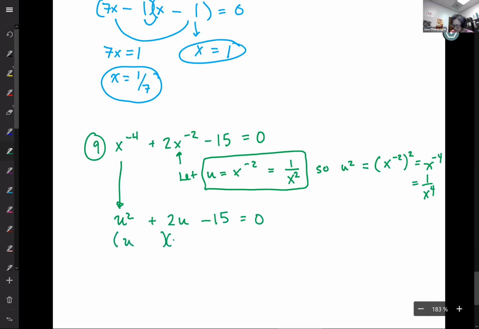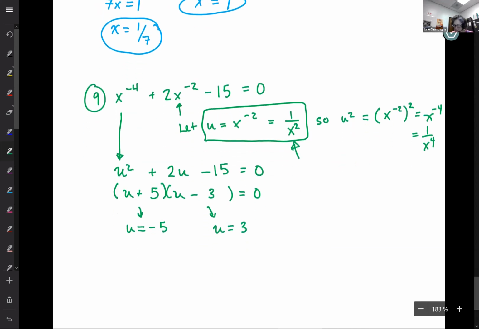So factor this one. 2 numbers that multiply to give you a negative 15 and combine to give you a positive 2. Signs have to be different to get a negative 15. So the 2 numbers' difference has to be 2. So that's going to be 5 and 3. And you want the bigger number to be positive. And then setting each equal to 0, you get the opposites. And then we go back to x.